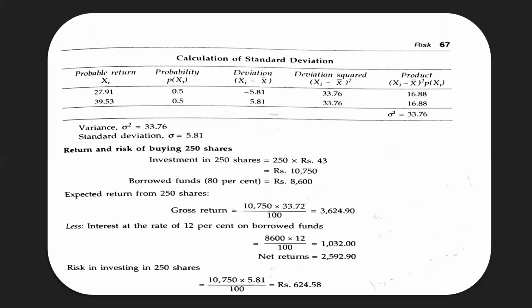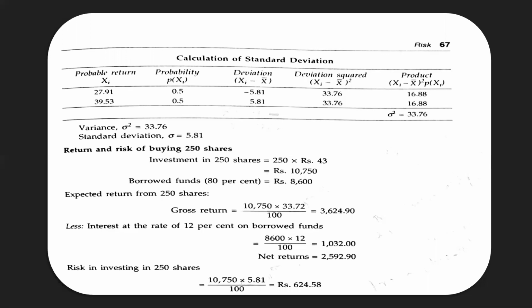Now out of this 10,750, 80% of the funds is borrowed. So what is the amount of borrowed funds that you have invested? 10,750 into 80 by 100 will give you 8,600. So you're purchasing the shares for 10,750, but you have borrowed 8,600 from someone else to make the investment. So we have calculated that much.